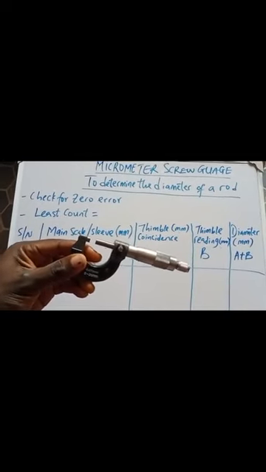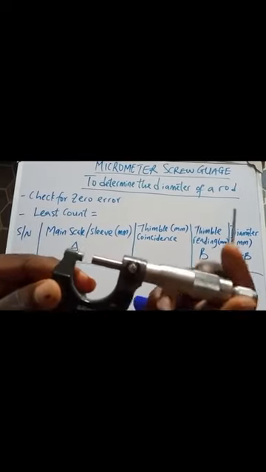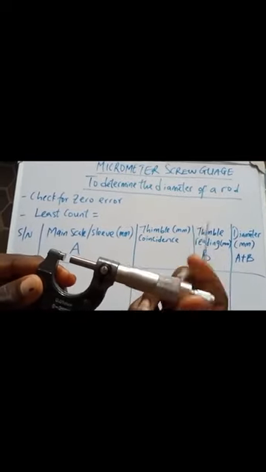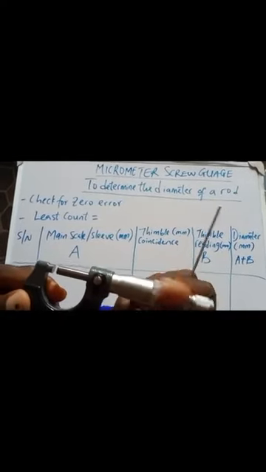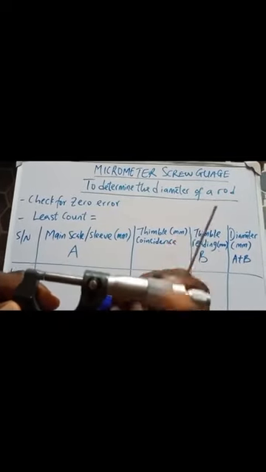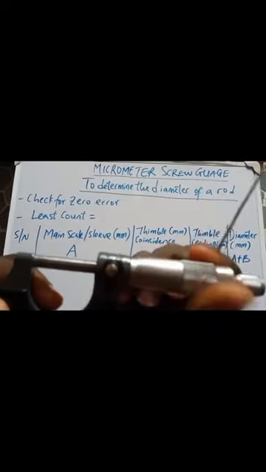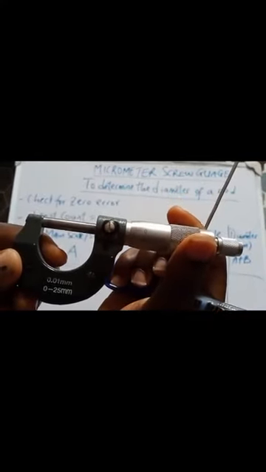How do we do that? For us to do that, let's try to close the jaws and let's see whether it's going to be resting on point 0 on the micrometer screw gauge. Okay, I've closed my jaws. As you can see, it is resting at point 0. Can you see it? On this side, you can see the point 0.